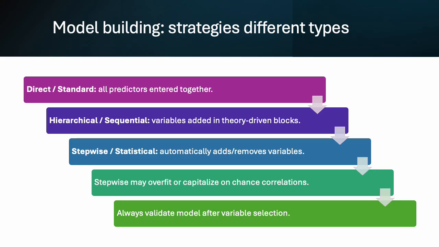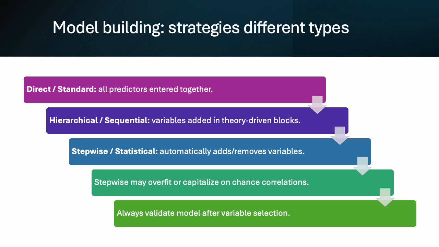So once we've selected our independent variables and confirmed the assumptions are met, the next step is deciding how to actually build the model. And there are three main strategies for this: direct or standard, hierarchical or sequential, or stepwise. The direct standard is the default and the most straightforward, where you enter all your predictors into the model at once and interpret how each one contributes while controlling for the others. This approach is common when you already have a strong theoretical foundation and you're confident in which variables belong in the model.